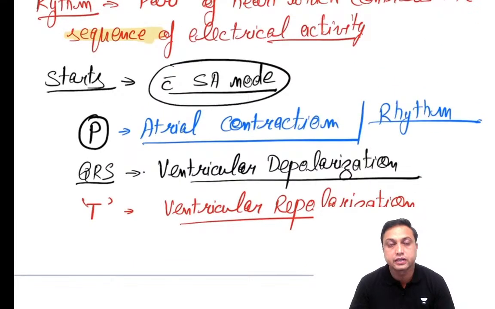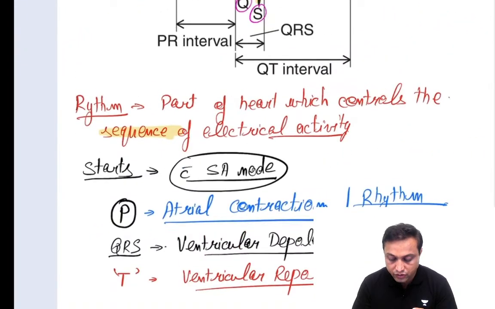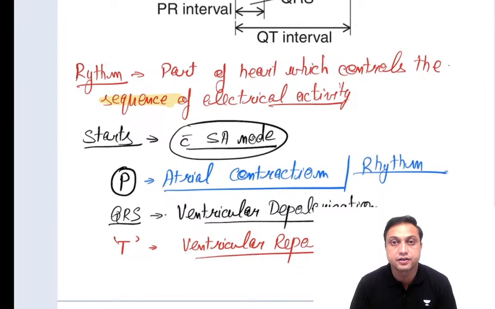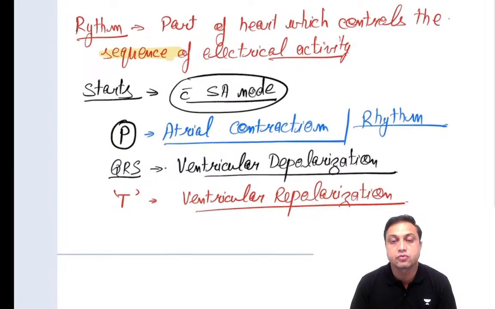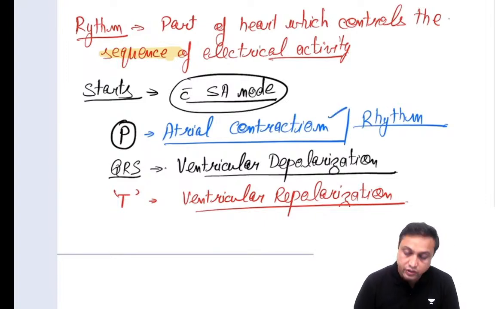So let's quickly revise what we have discussed till now. We have discussed what rhythm is. Rhythm is basically the part of the heart which controls the sequence of the electrical activity. From where does it start? It starts with the SA node. And what does P mean? P means atrial contraction or the rhythm of the heart. Then we have the QRS segment. It tells us about the ventricular depolarization. Then we have ventricular repolarization.